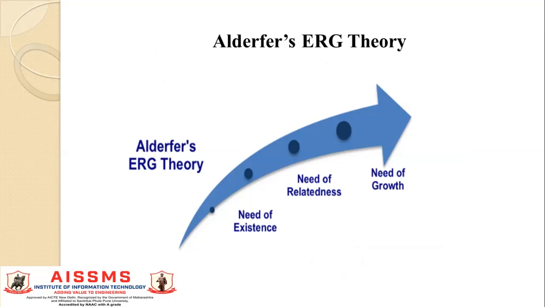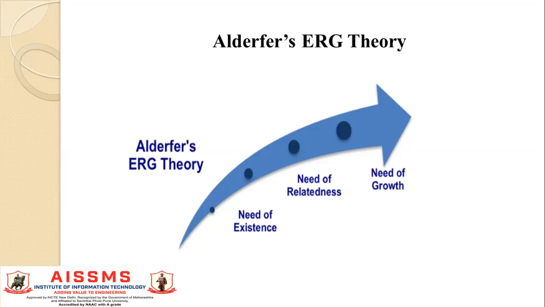Let's see the third theory, which is known as Alderfer's ERG theory. Let me first tell you, E stands for existence, R stands for relatedness, and G stands for growth. You can clearly see, first it is important that we focus on existence, then we need to relate to the social circle, and when these two needs are met, finally there is personal as well as social growth of that particular individual.